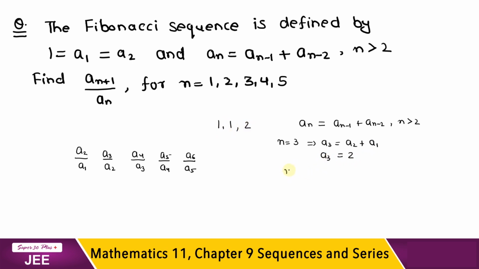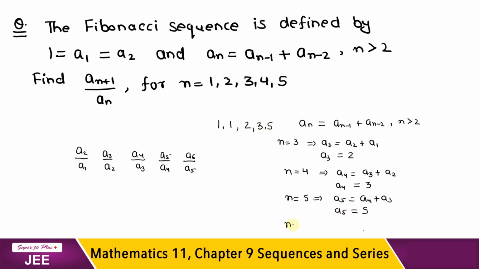Now if we substitute n equals 4, we get a4 as the sum of a3 and a2, and a3 is equal to 2, a2 is equal to 1. So adding up gives us 3. So the fourth term is equal to 3. Now we substitute n equals 5. So a5 is a4 plus a3, which means 2 plus 3, and 2 plus 3 is equal to 5. So the fifth term is going to be 5.